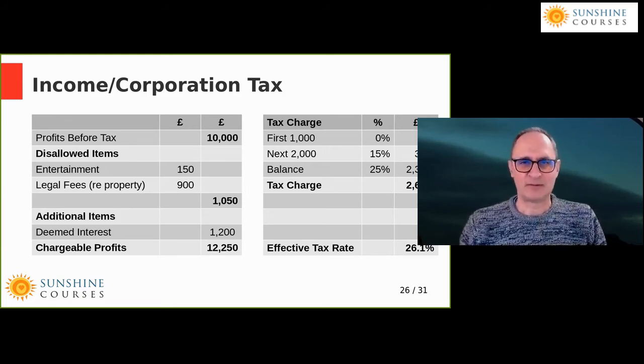There are then formulae for calculating taxes, ranging from very simple to very complicated. It might just be a fixed 25% corporation tax, or if it's an income tax rate, you might have the first tranche, which is taxed at zero, is tax-free. You've then got another tranche at one rate of tax and another tranche at another rate of tax. So in this case, you've got your £12,500. First £1,000 is tax-free. Next £2,000 charged at 15%. The balance at 25%.